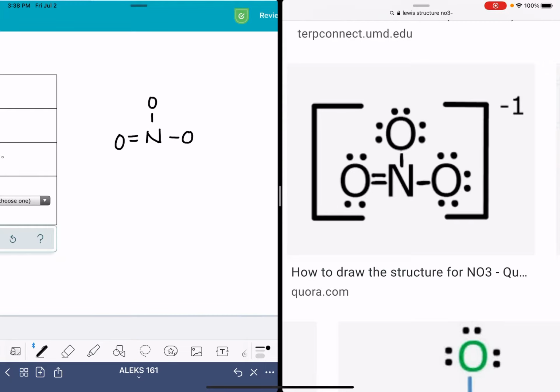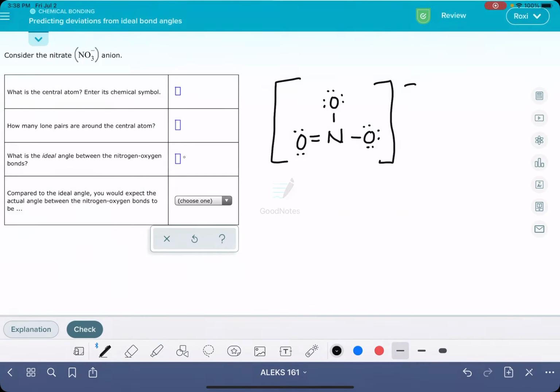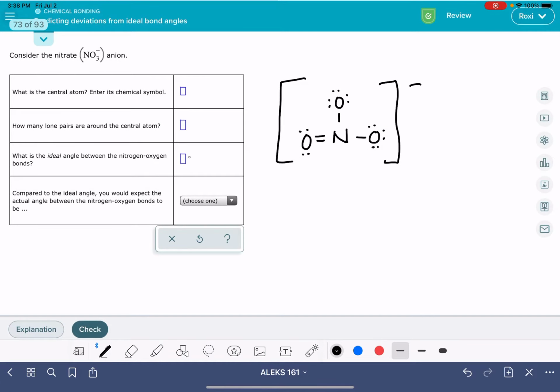And again, there's no way to do this problem without having a Lewis structure. So that's definitely going to be your first step. Once you get the Lewis structure drawn, the rest of it should be pretty straightforward. First of all, it's asking you what the central atom is. Obviously, the central atom in this case is nitrogen. It's just going to be the atom that is literally in the center of the molecule.